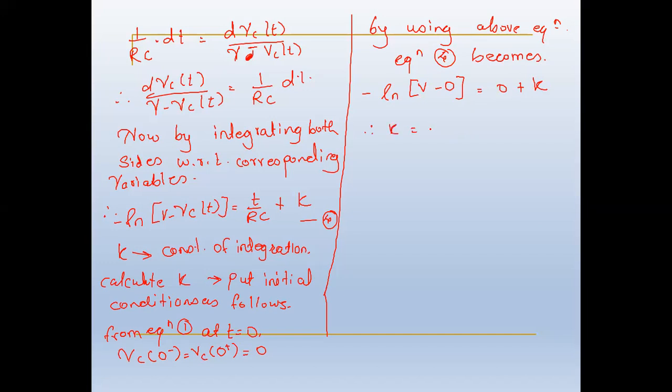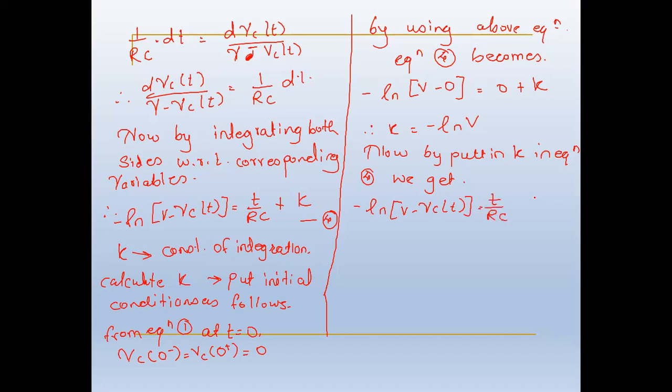Therefore, k is equal to minus log of V. Now, by putting k in equation 4, we get log of V minus Vc of t is equal to t by RC minus log of V. Therefore, log of V minus Vc of t is equal to t by RC.